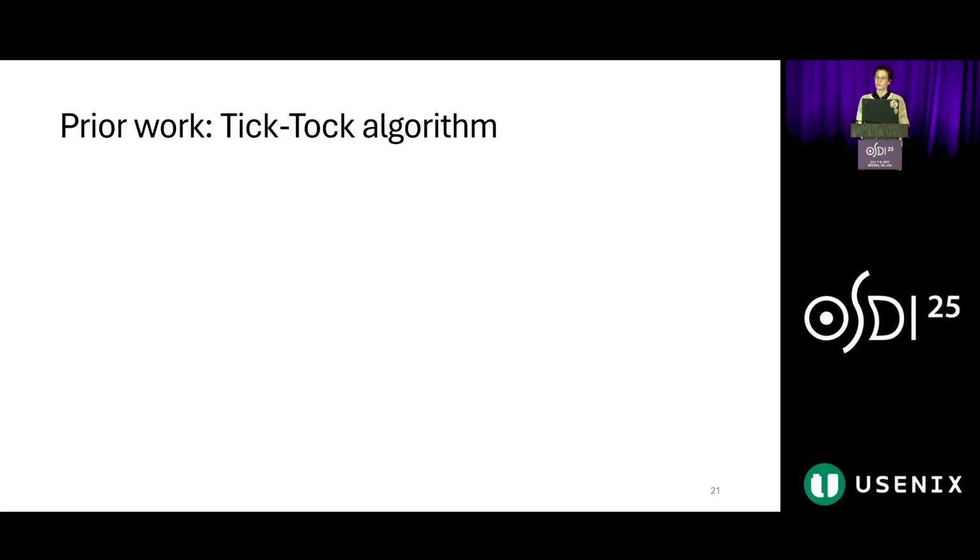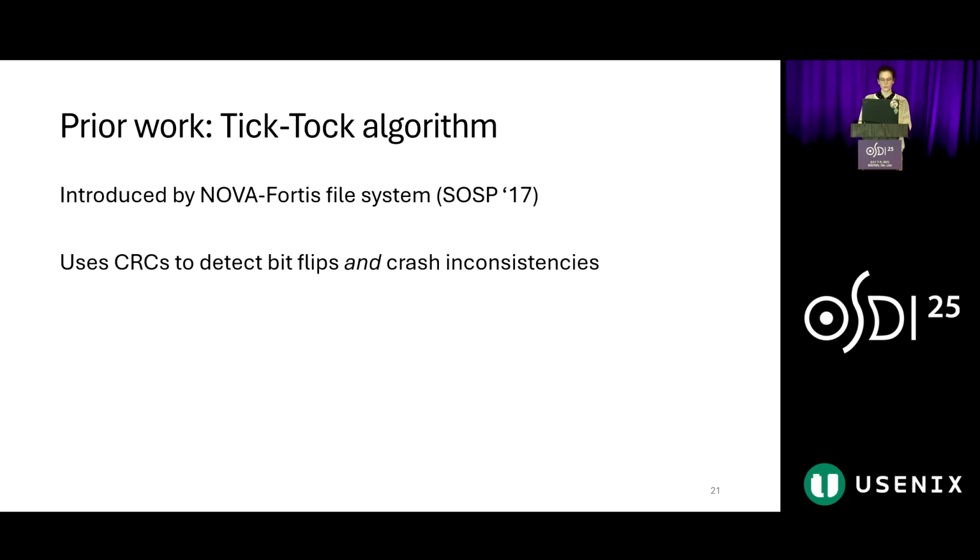There's only been one system to really look at this problem before. It's a file system called Nova Fortis, and it introduced an algorithm called tick-tock. At a very high level, tick-tock uses CRCs to detect both bit flips that are causing data corruption, as well as inconsistencies caused by crashes.